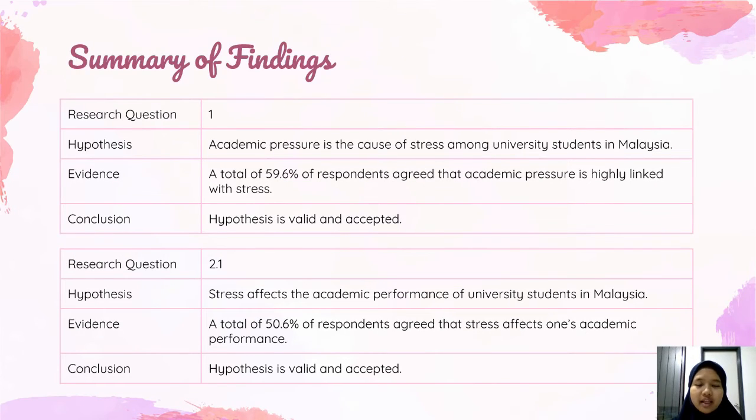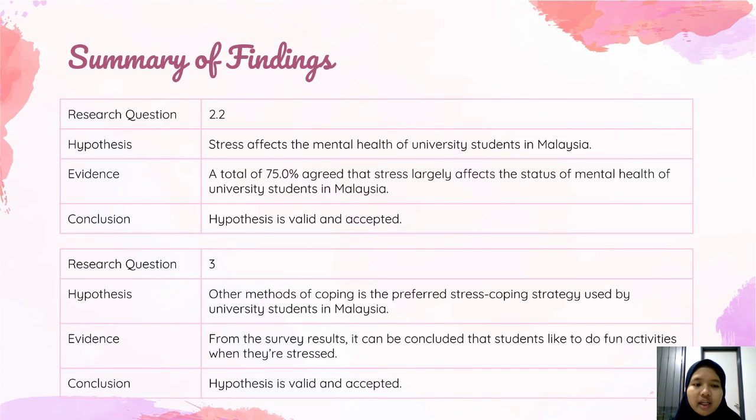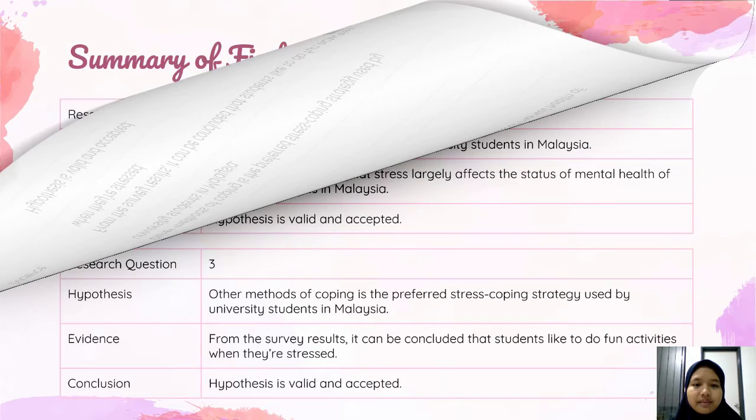Hi, I'm Aisha and I will present the summary of our findings. As you can see, from research question 1, a total of 59.6% of respondents agreed with our hypothesis. Therefore, it can be said that our hypothesis is valid and accepted. The same concept applies to research question 2.1, 2.2 and research question 3.